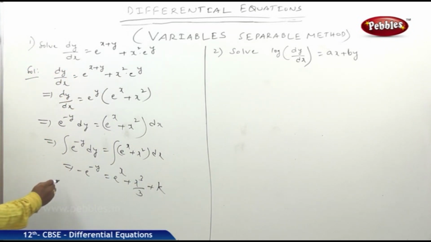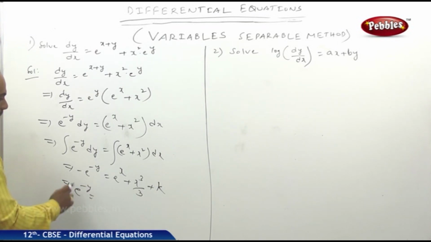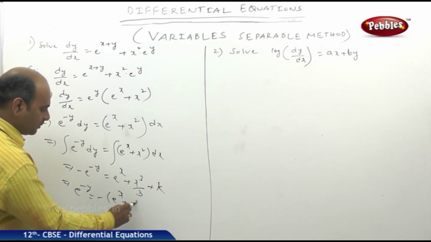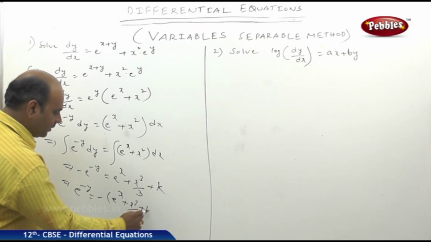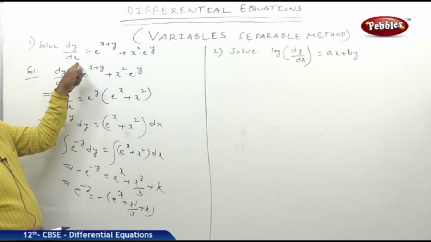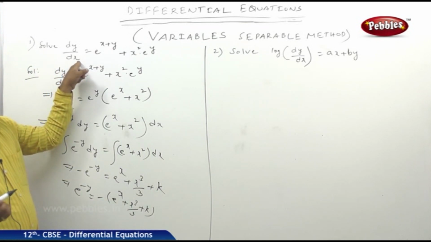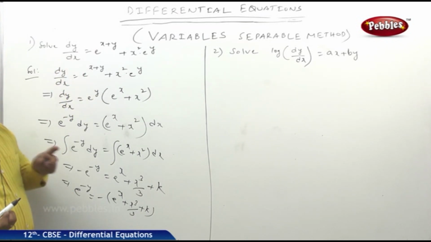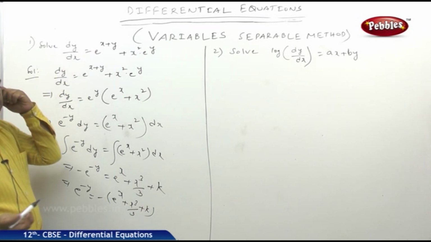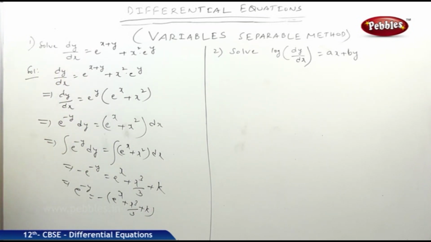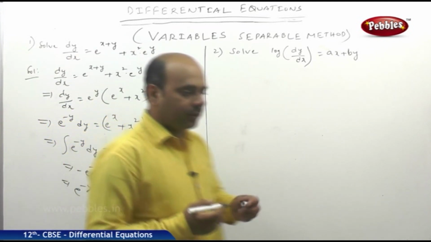So what can I tell? Later, this e power minus y, the minus I will send to that side. So y is equal to minus of e power x plus x cube by 3 plus k, a relation which satisfies this particular differential equation. So we can call this particular relation a solution of this particular differential equation. I think you followed. Now I'll be going for another problem.